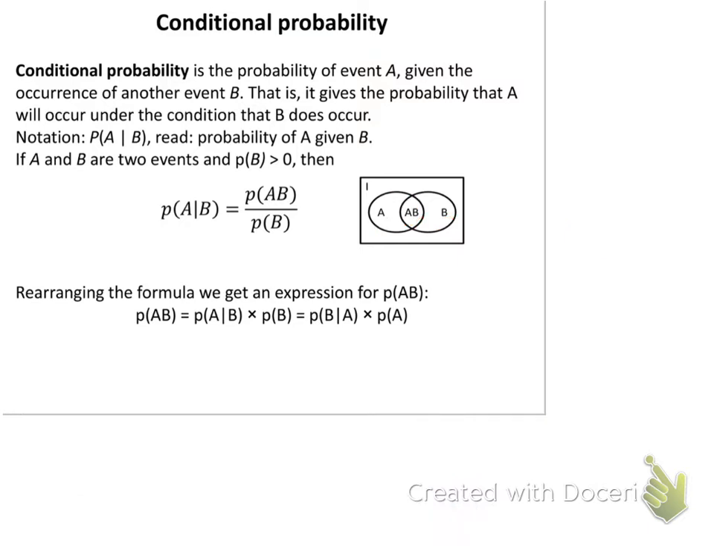So if we now look at the definition which we have there in the Debrecen slides, the conditional probability is the probability of event A given occurrence of another event B. That's it. It gives the probability that A will occur under the condition that B does already occur, okay? That B already does occur, okay? In notation, as we mentioned, probability of A given B reads as probability of A given B.